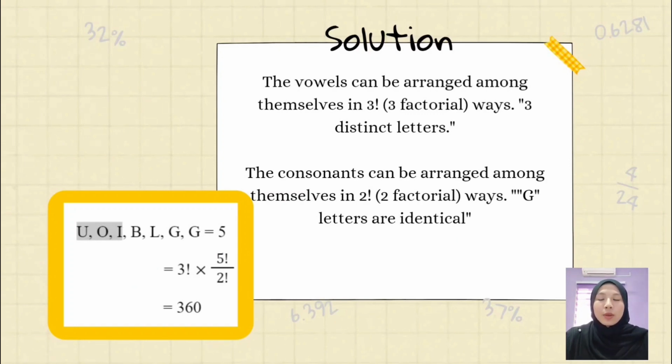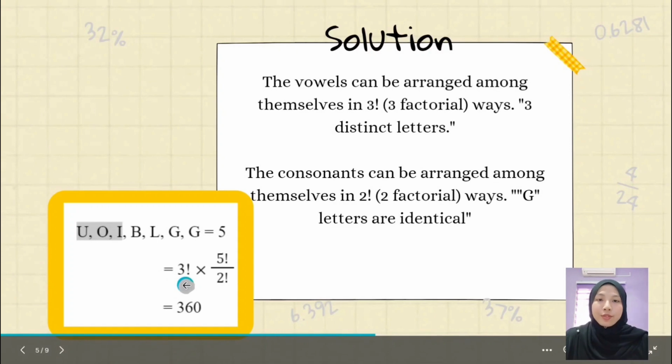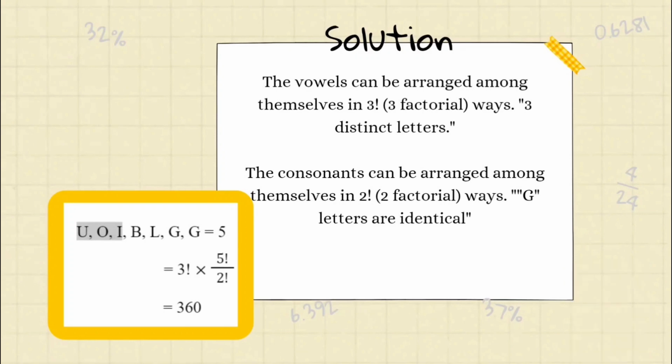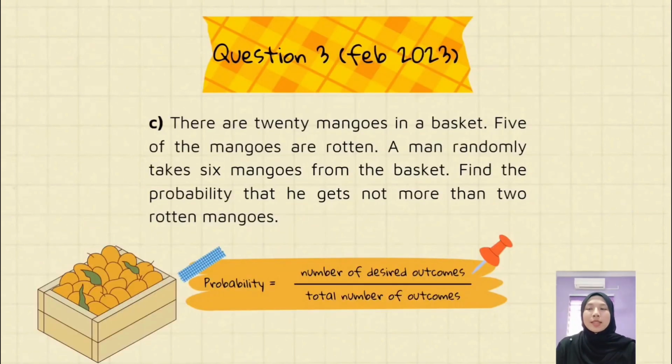So we need to multiply 3 factorial with 5 factorial divided by 2 factorial, and we get 360. Therefore, there are 360 ways to arrange the letters in the word bulgogi such that the vowels U, O, I are always together. So the last question is, there are 20 mangoes in a basket.